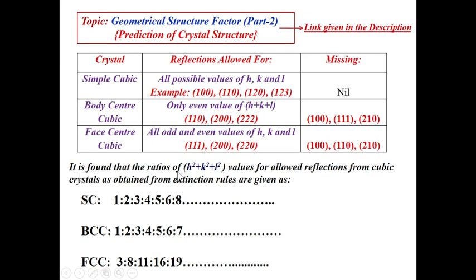So it is found that the ratio of H square plus K square plus L square values for allowed reflections from cubic crystals, as obtained from the extinction rules, are given as, for simple cubic, 1:2:3:4:5:6:8. For body centered cubic it has to be 2:4:6:8:10:12:14. For face centered, 3:4:8:11:12:16:19.